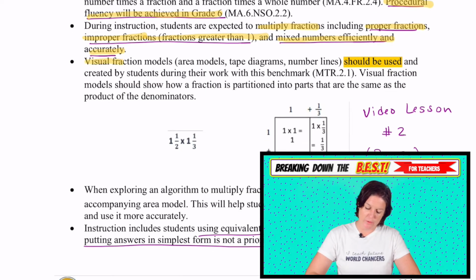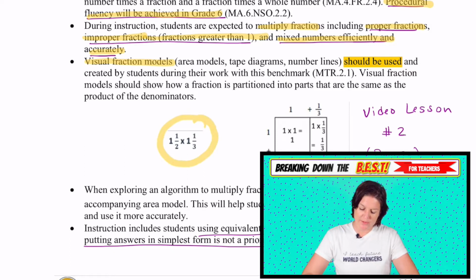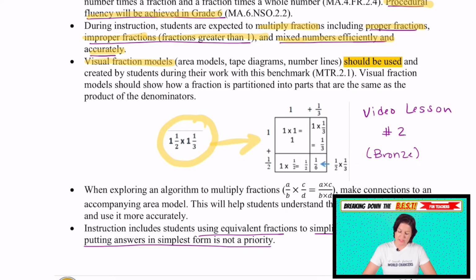This says that visual models should be used, and here we have 2 mixed numbers, 1.5 times 1 1/3, and they're using a familiar area model, even though you might not have seen it with fractions. I know for me, the first time I saw this, I was like, wait, what? And then I took it apart and I was like, this actually makes a lot of sense. I like it. I'm digging it. And in fact, in video lesson number 2 for the bronze level, we'll go over problems just like that right there.